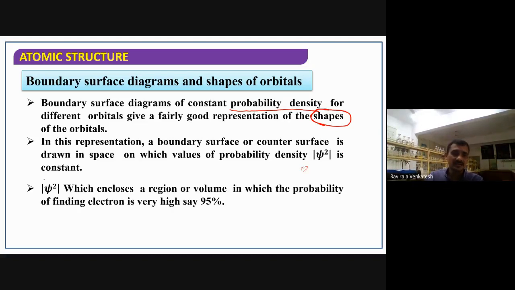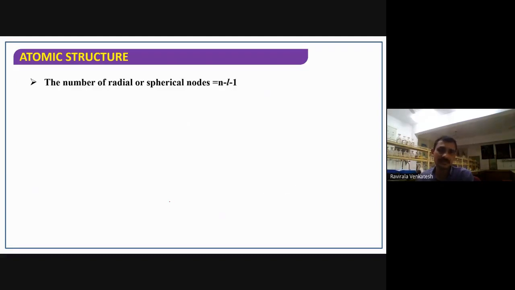Psi square, where psi is a wave function, is nothing but the probability of finding the electron, which is 95%. 100% is not possible, only 95%. Wherever 95% of probability of electron is there, that is called the orbital. That is represented by psi square. That shape you are drawing now.